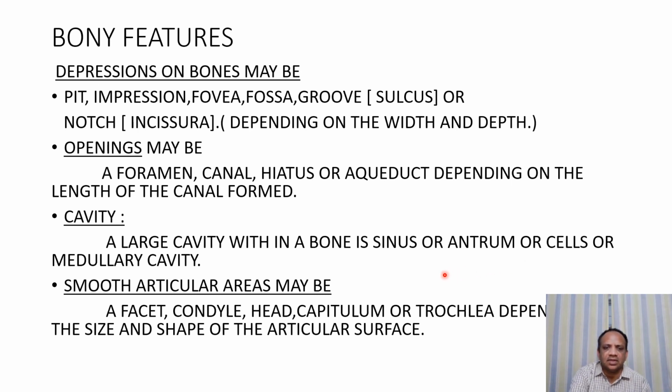The articular surface is the surface which forms a joint. The smooth articular surfaces may be a facet, that means, depending on the size, if it is very small, a facet; a condyle a little bit larger; a head, capitulum, or trochlea, depending on the size and the shape of the articular surface. When we study individual bones, we can understand each and everything. I will show you on a real bone.